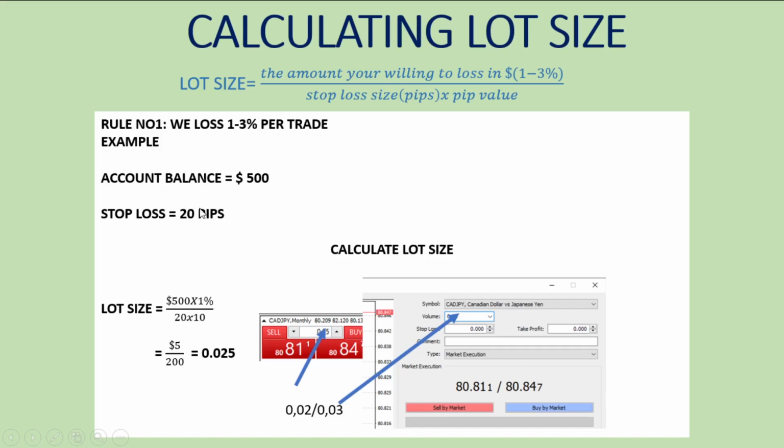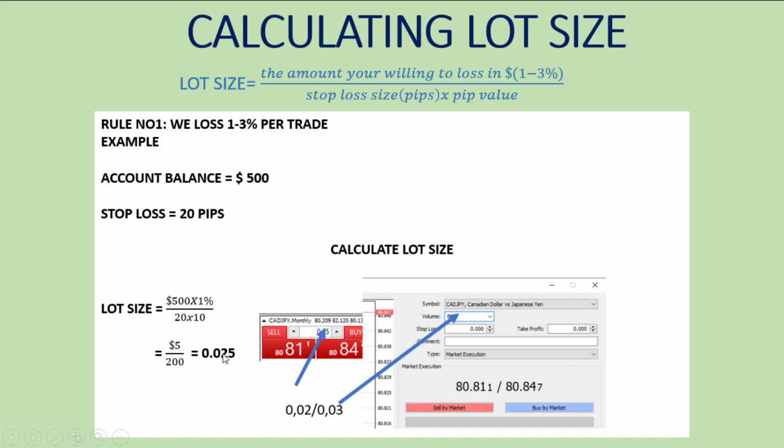Then divide by 20 pips. Remember you said that you want to get out of the market if you are wrong after 20 pips. Then divide by 20 pips times your pip value. And then we rounded that to $10. So it will be like 5 divided by 20 times 10, which will be 5 divided by 200. Then you will come up with this number. This is your lot size, your contract size.